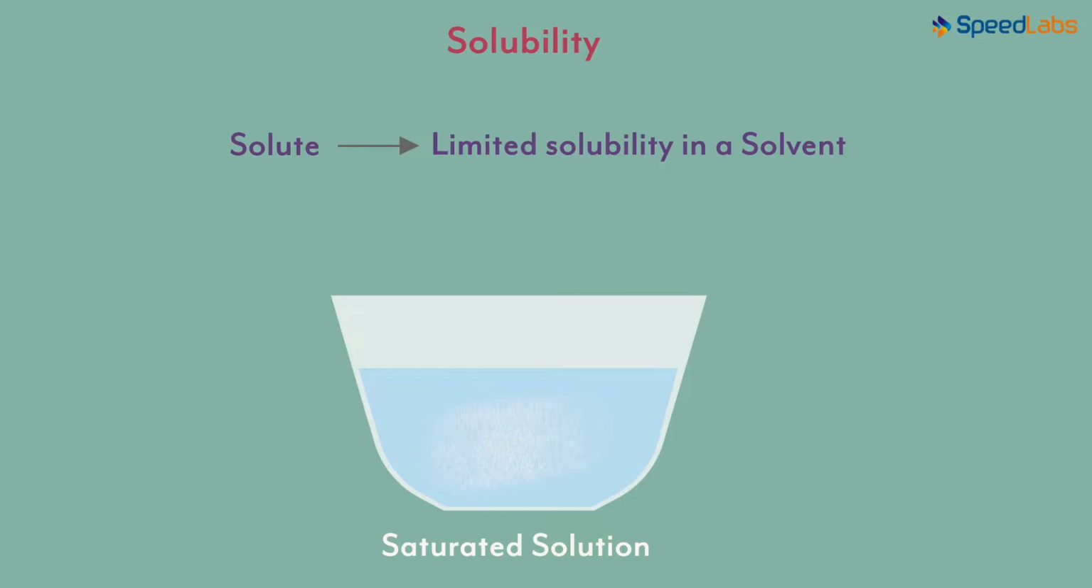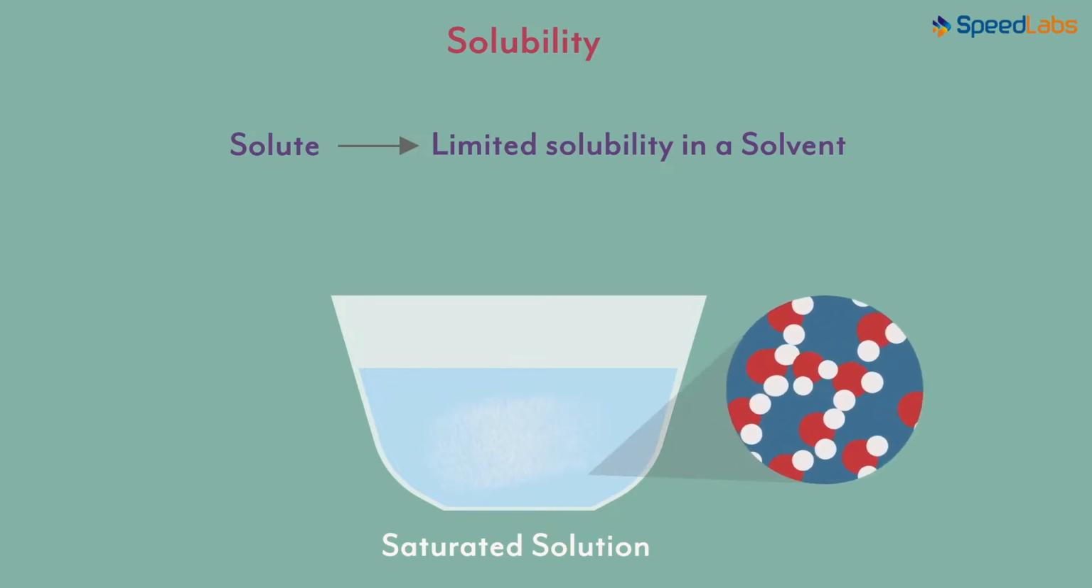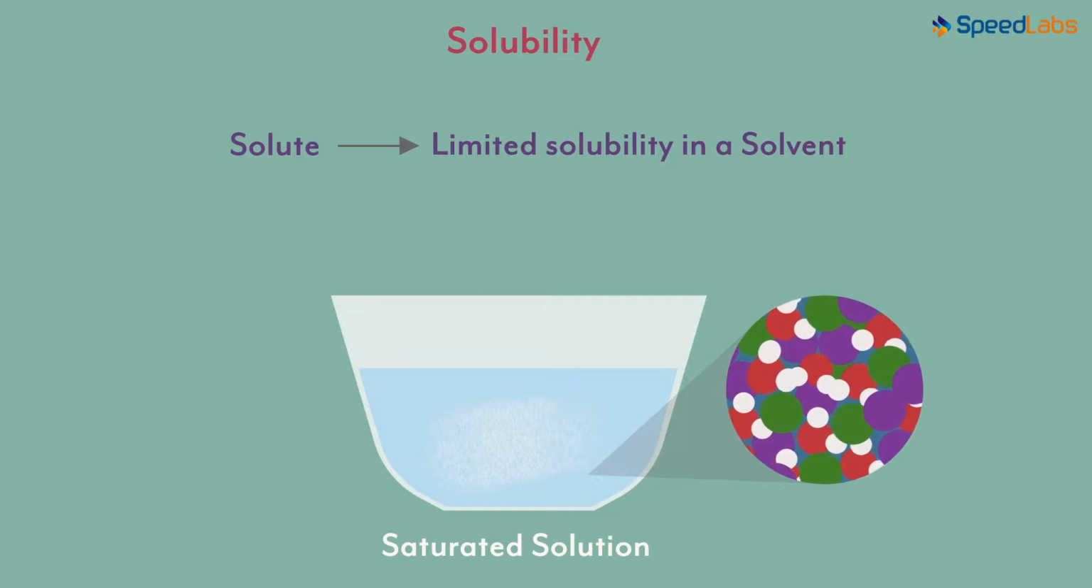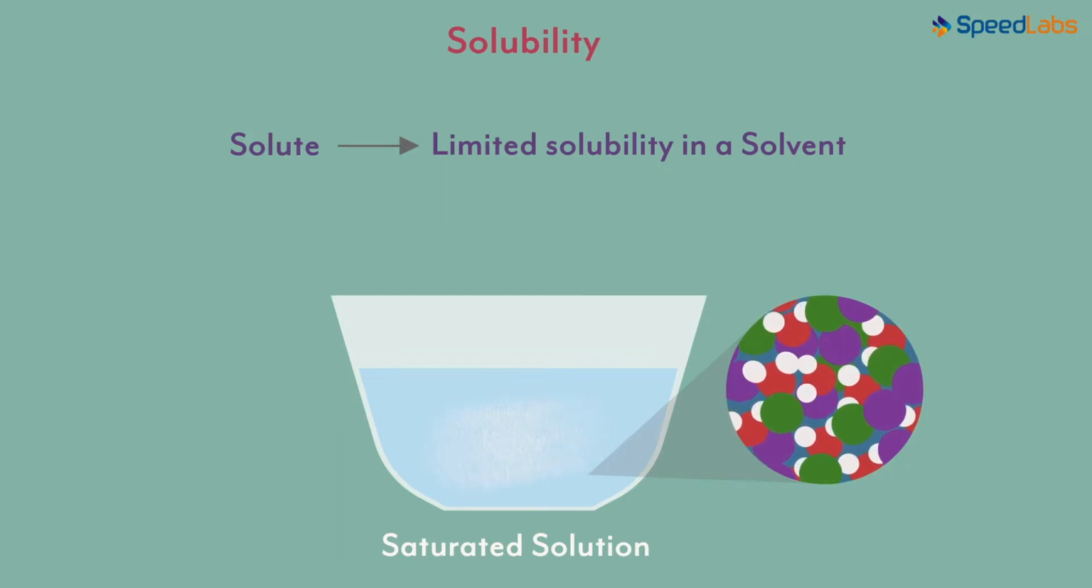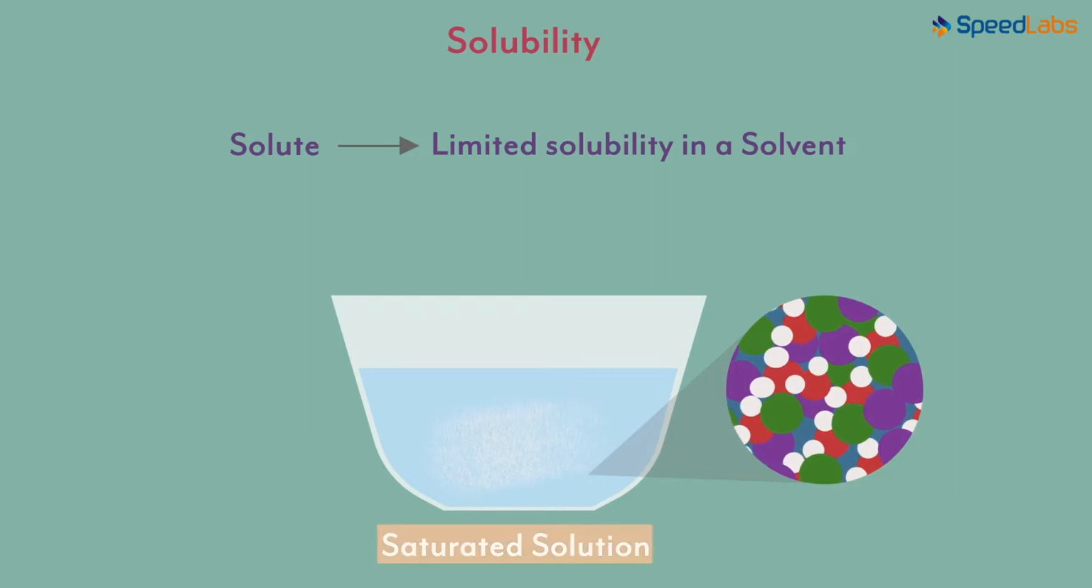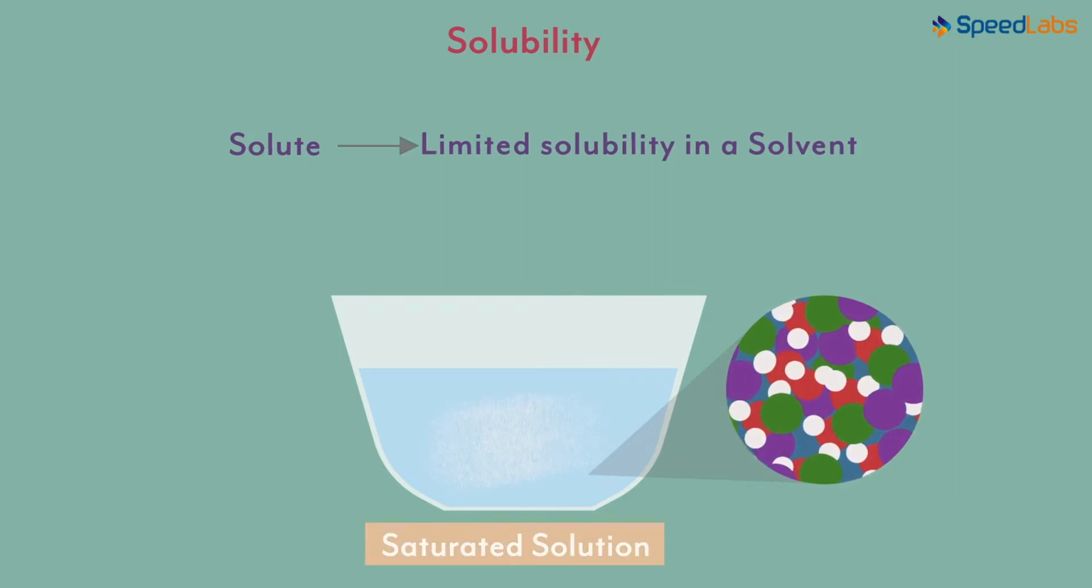It depends on the spaces between the particles of the solvent. When the spaces between the particles of a solvent fill up completely, the particles of a solute have nowhere to go. And hence, the solute particles do not dissolve anymore in the solvent. That's when we say the solution is saturated. Now you know what saturation is.